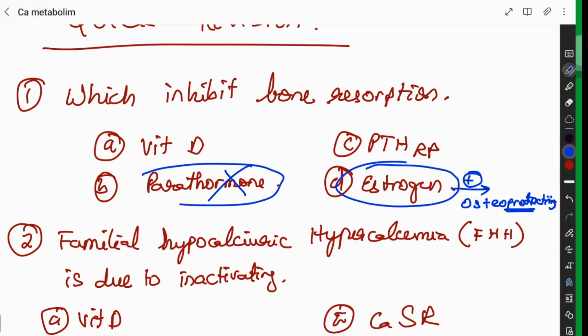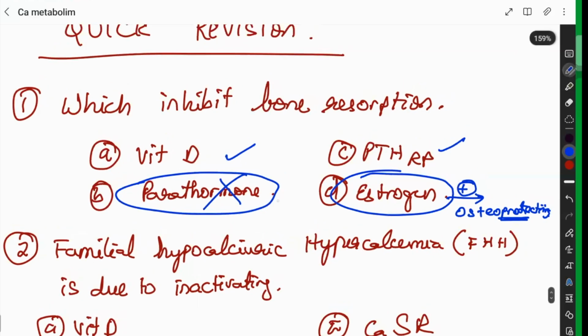All the rest will be positive for bone resorption, that is, they help in resorbing the bone. Vitamin D, parathyroid hormone related protein, parathormone, these three are going to cause bone resorption, whereas your estrogen is the one which is going to inhibit your bone resorption. How? By promoting osteoprotectin, and osteoprotectin in turn inhibits your bone resorption. Is it clear? Next, can we go?